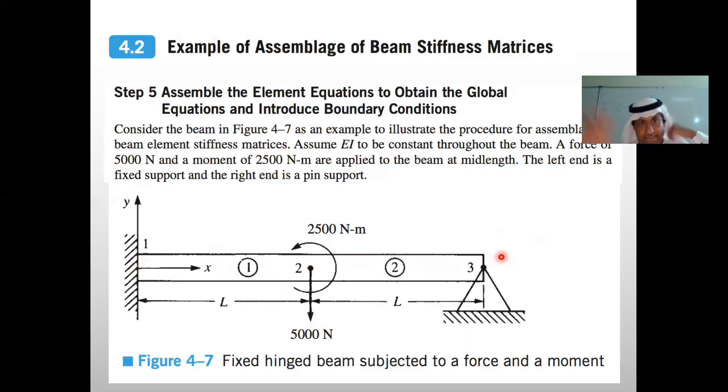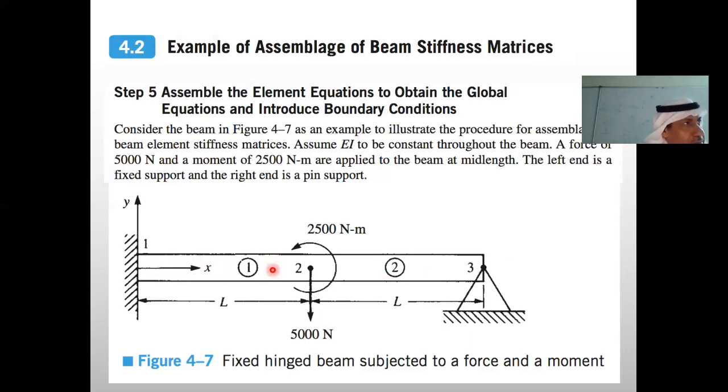The global matrix will be what? 3 by 3, 4 by 4, or 6 by 6? 6 by 6. Why? Because there are 3 nodes and each node has 2 degrees of freedom. Okay. What about element number 1?